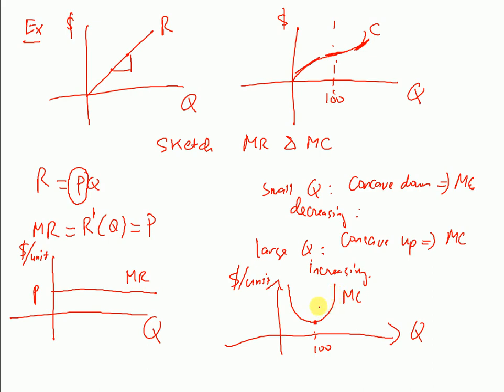So this is the general curve for the MC, and this is the general curve for the MR from the given curves of revenue and cost. So basically this is the end of section 2.5.